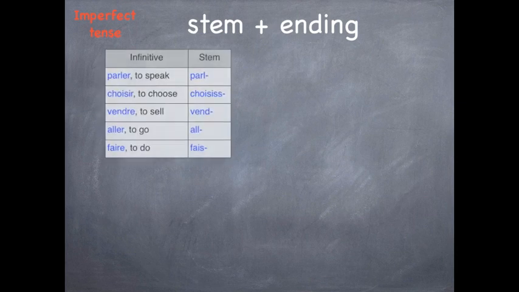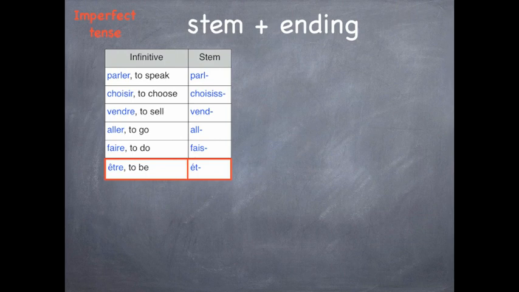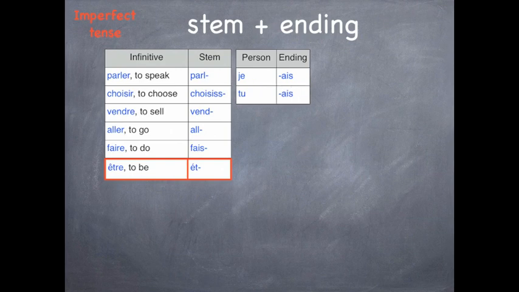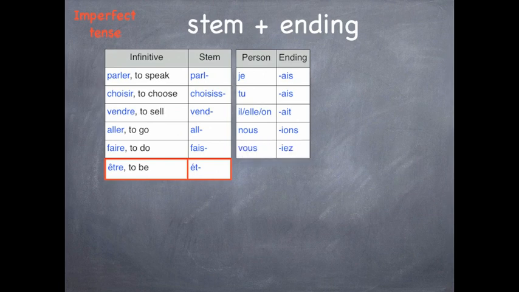And here are these same verbs once more along with their stems. Next, the endings for the imperfect tense. And these are AIS, AIS, AIT, IONS, IEZ, and AIENT. And finally, here are some examples of the imperfect tense in action.